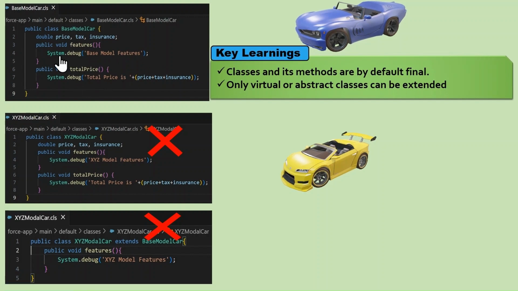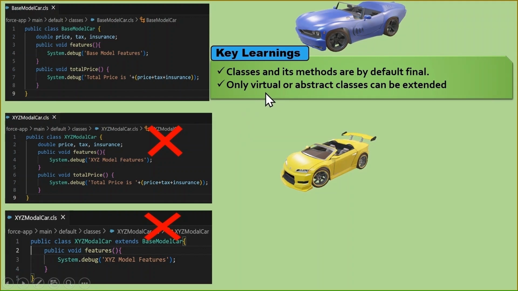So the key learning here is that classes and their methods are final by default. Please note, a class being final means the functionality defined in that class is final and cannot be extended. And Apex gives us a way to extend classes by using the keywords virtual and abstract. Let us explore these two options given by Apex, the virtual keyword and the abstract keyword on classes.